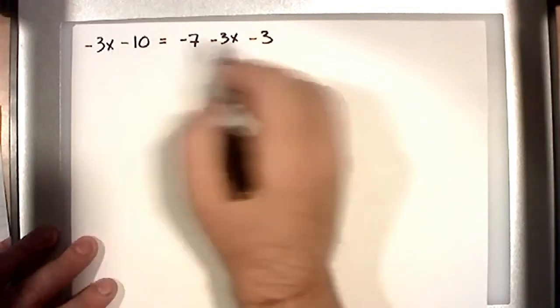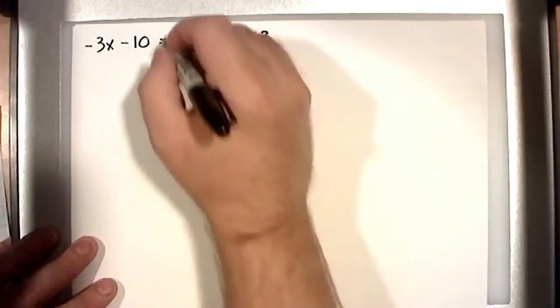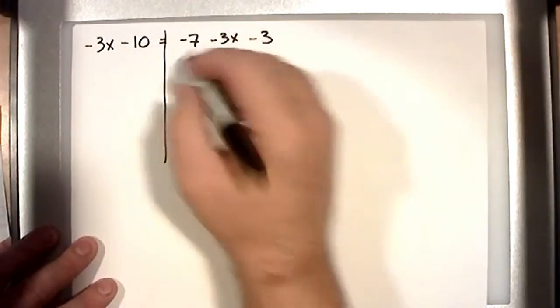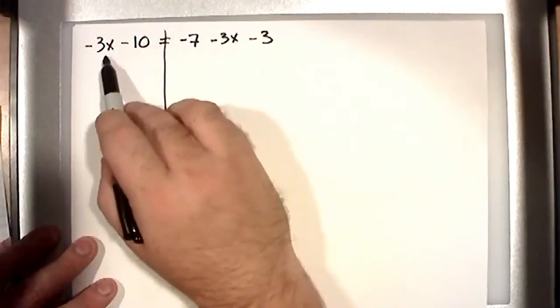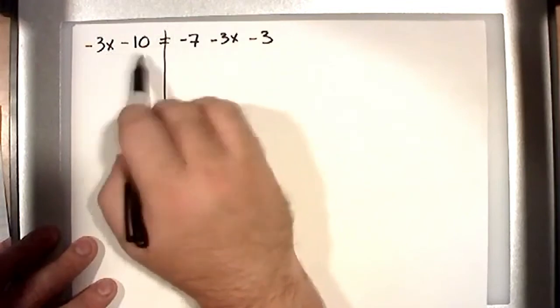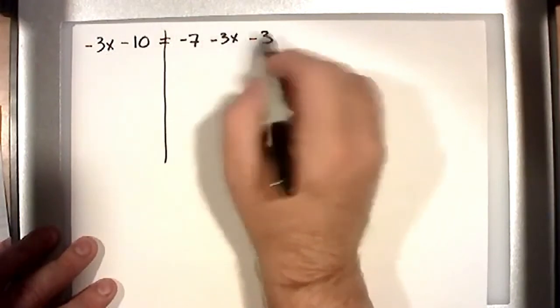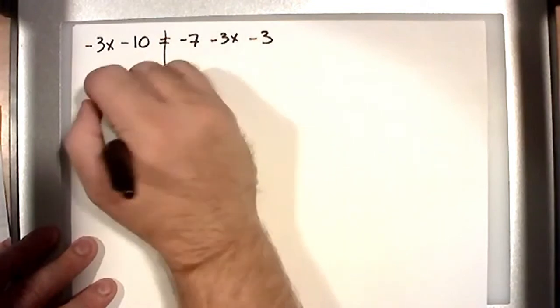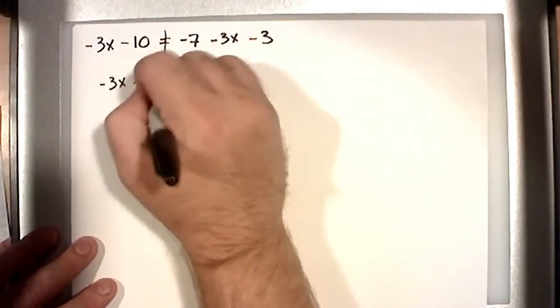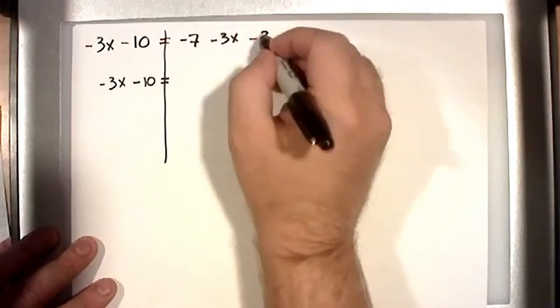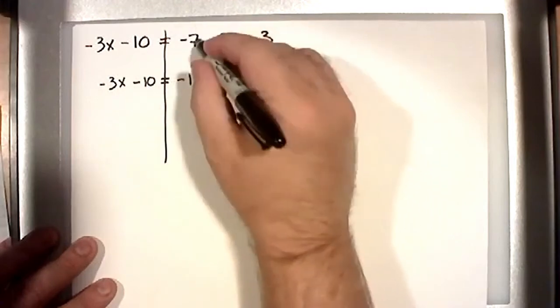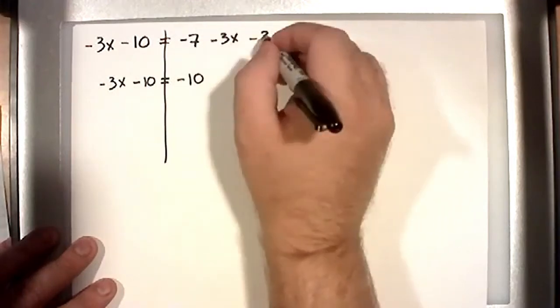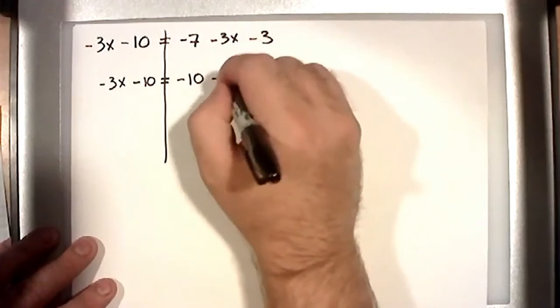First thing I'm going to do is say, is there any distribution? No, so I don't have to worry about that. Second step, can I clean anything up? Well, not on the left side. -3x and 10 do not go together. On the right side, though, we got -7 and -3. We can put those together. So we got -3x minus 10 equals -7 minus 3. That's -10. -7 and -3 are on the same side. You can just put them together. And you still have your minus 3x here.